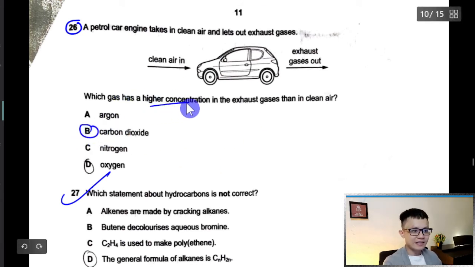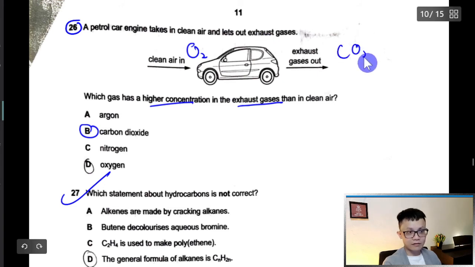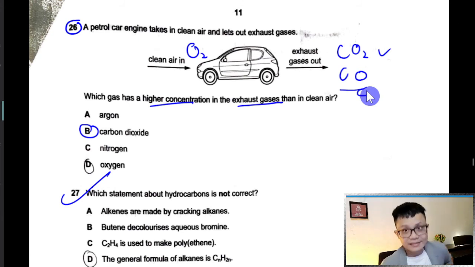Which has higher concentration in the exhaust gas? I think this will be an easy question because I thought it produced carbon monoxide. So here oxygen goes in and produces carbon dioxide, or it could be carbon monoxide, or it could be carbon, but usually nowadays a car produces carbon dioxide. Carbon monoxide comes from incomplete burning, which usually happens in old cars, old buses.